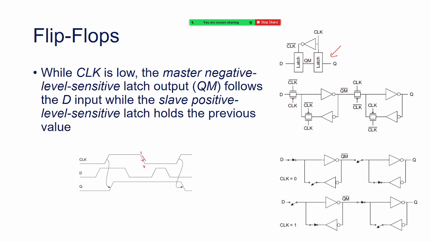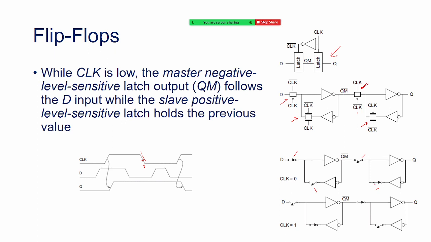This is 1, this is 0. So what happens? Again, we can analyze simply. There are 4 pass gates. So when we apply clock equal to 0, easily we can understand which pass gate will be on and which pass gate will be off.